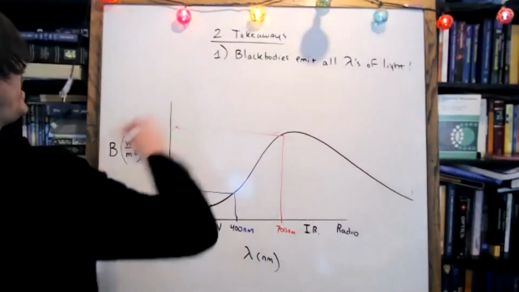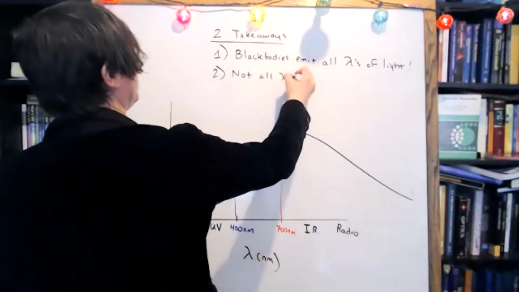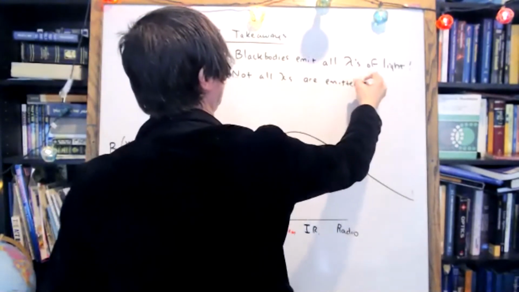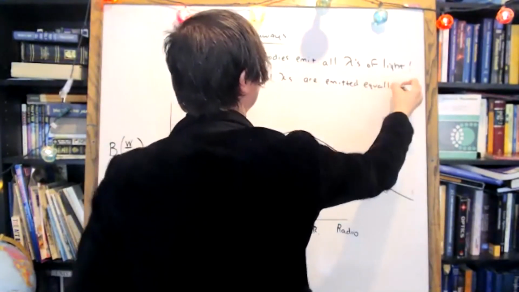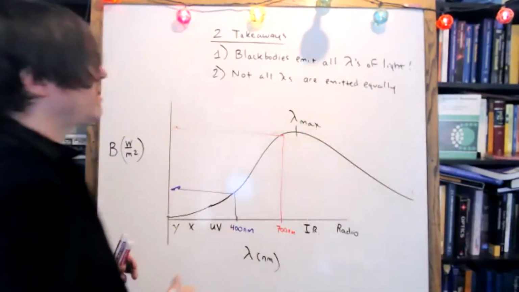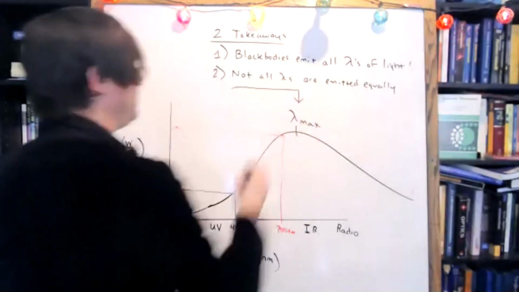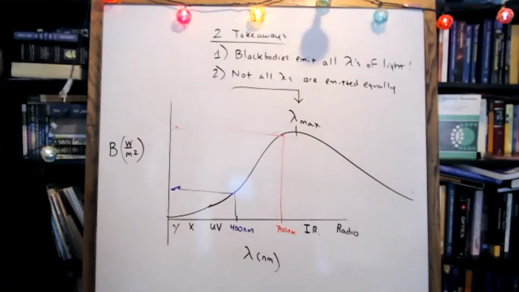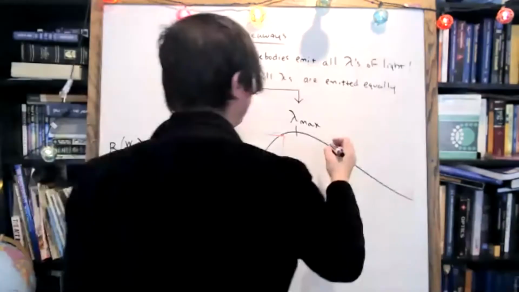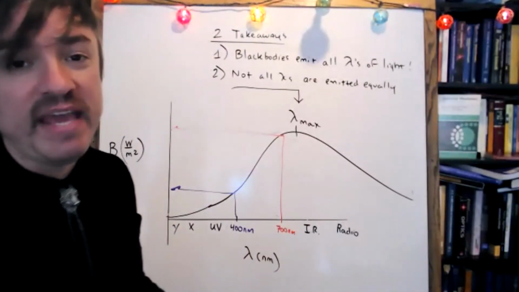The second takeaway is that not all wavelengths are emitted equally, that there is a peak wavelength, which in our class we call lambda max, which is emitted greater than any other. And that is the wavelength that you just calculated. For a 3500 Kelvin bulb, that wavelength peaks in the infrared.